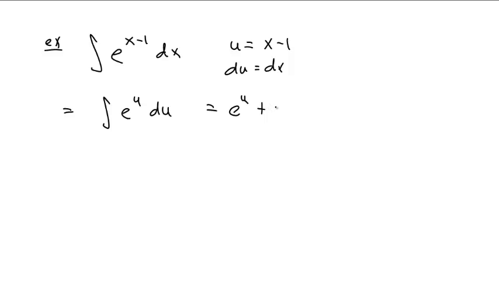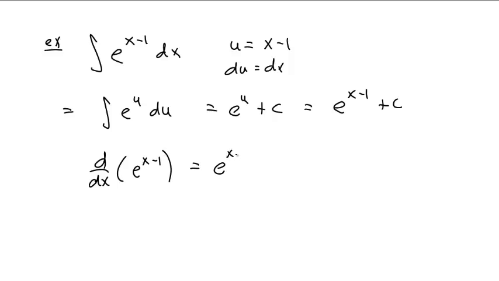which is e to the x minus 1 plus c. Wow, that looked way too easy. Yeah, well, the derivative of e to the x minus 1 is e to the x minus 1 times the derivative of x minus 1, which is 1. And if you plug in plus c, it doesn't matter because that goes to 0.